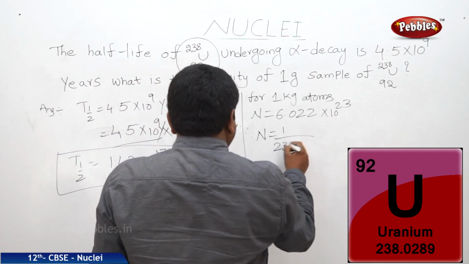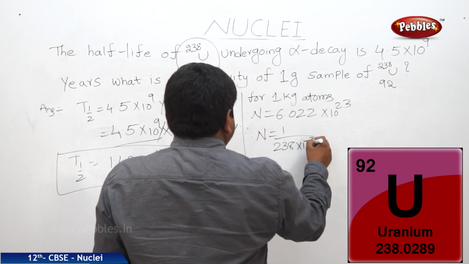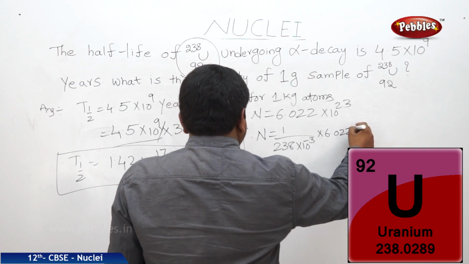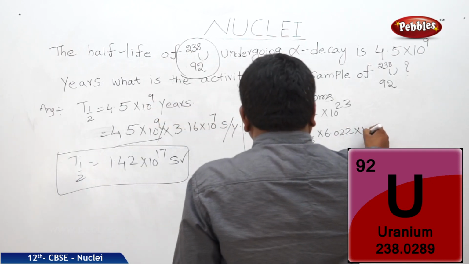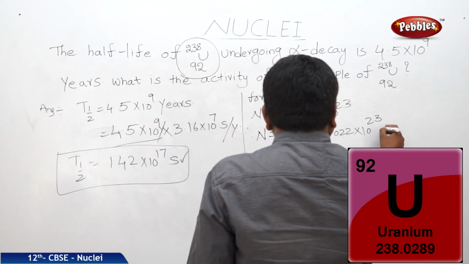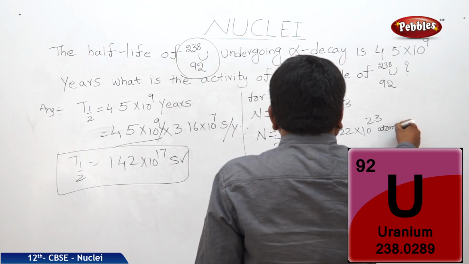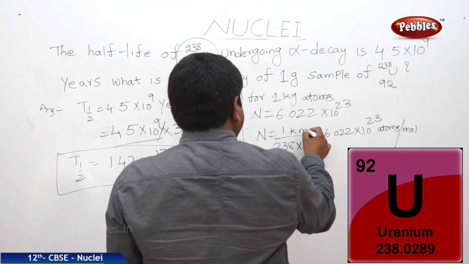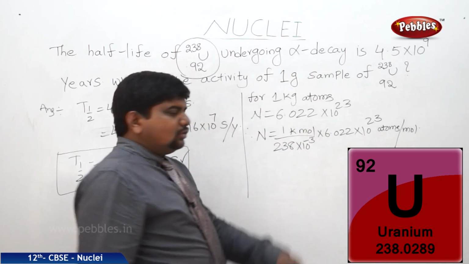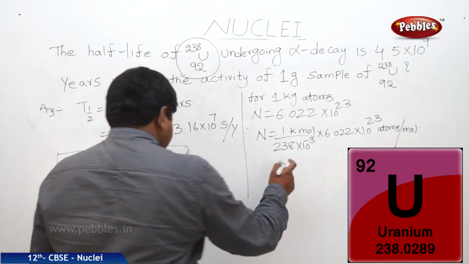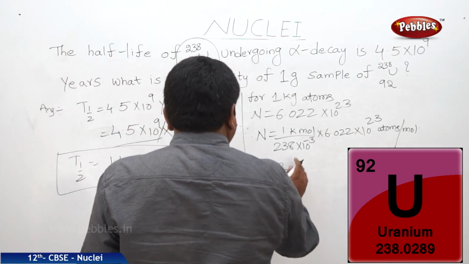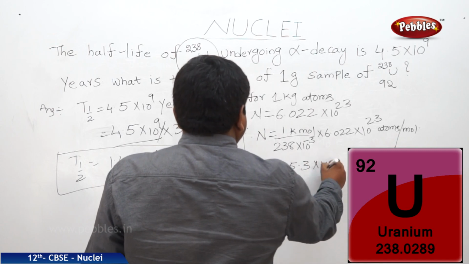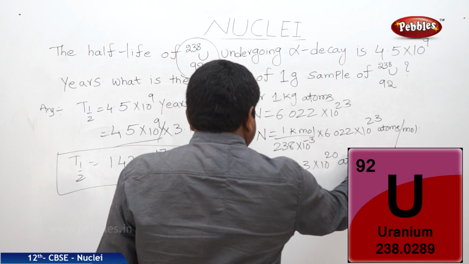1 by 238 into 10 to the power of minus 3 into 6.022 into 10 to the power of 23 atoms per mole, and this is in kilomole. This mole and mole get cancelled, and the answer we will get is 25.3 into 10 to the power of 20 atoms.